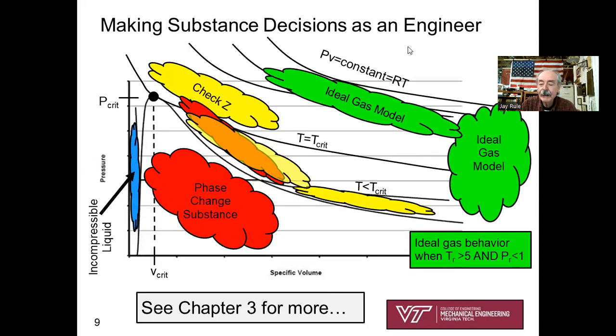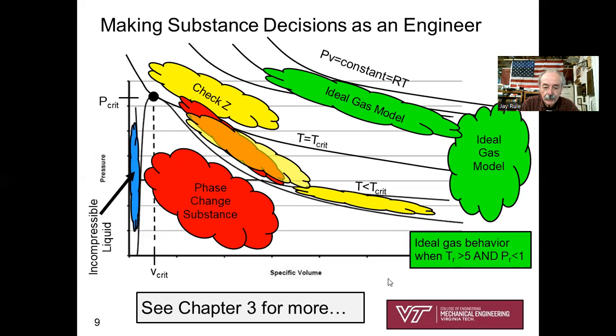The next thing we have to do as an engineer is select the model for our substance. What kind of substance do we have? I tried to summarize the weeks and weeks of work you've done so far in this class in terms of a pressure-specific volume diagram, and I've drawn in the tried and true vapor dome, okay? And I've tried to color code the ways to help you make decisions.